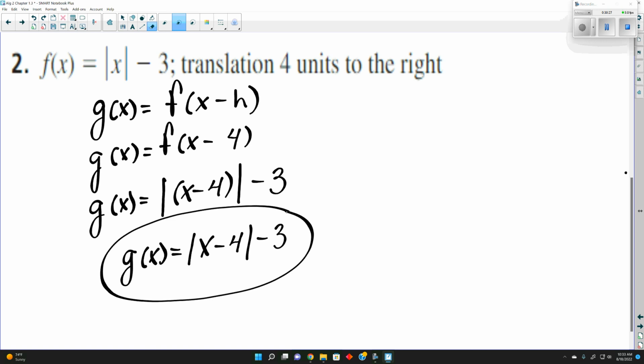Any questions on any of this here? We kind of like this left, right, up, down. We're just using those main features, the f of x plus k or the f of x minus h.